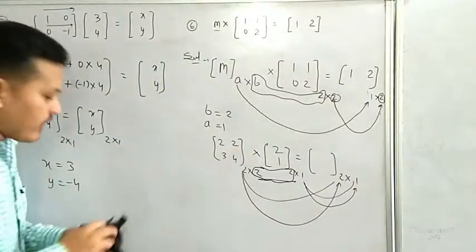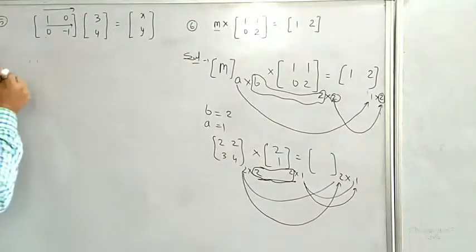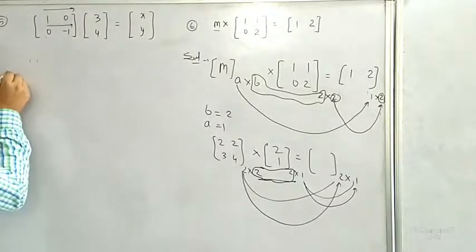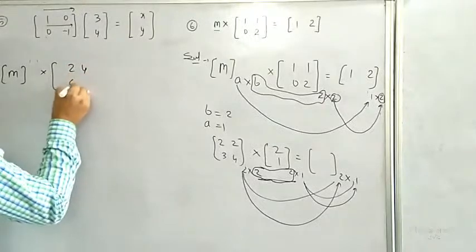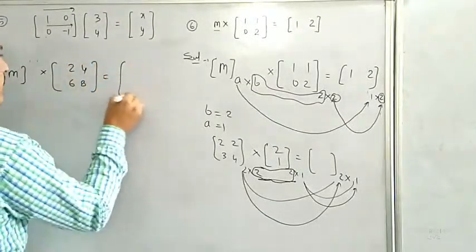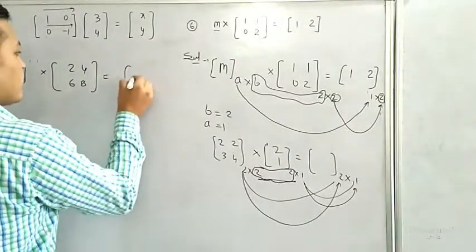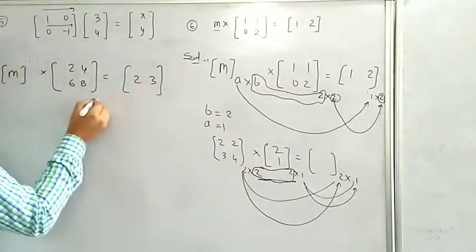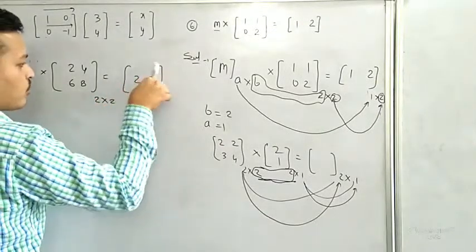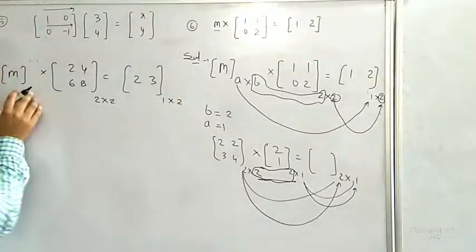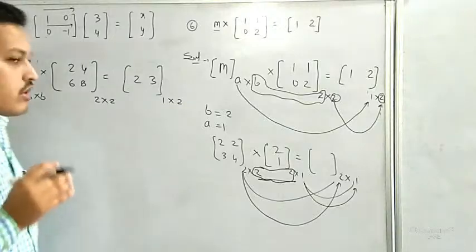If you did not understand, let us take one more example. If the order of one matrix is M and it is multiplied into a second matrix [2 4 6 8], and the answer is coming, suppose, [2 and 3]. So its order is 2 cross 2. For the other, how many rows are here? 1 row and 2 columns, 1 cross 2. And let the order of this matrix be A cross B.